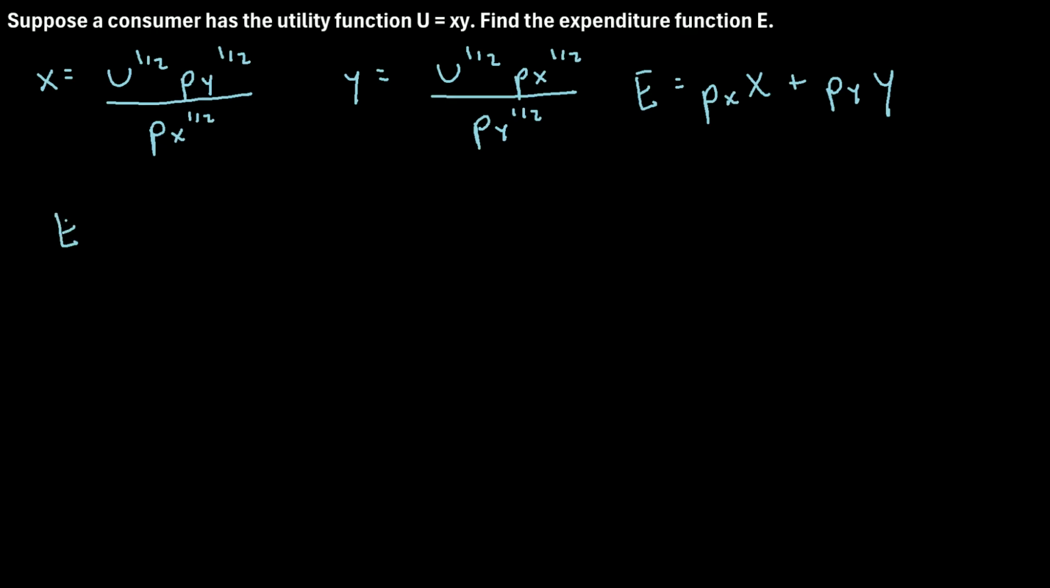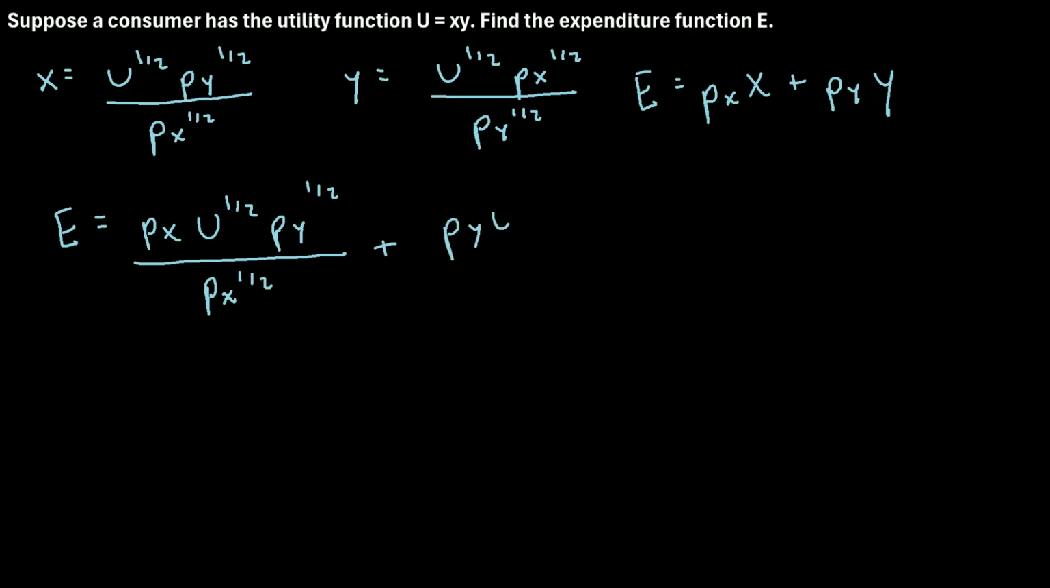We'll have e, our expenditure function, is equal to p of x times x. So we're plugging this in for x. So we're going to end up with u to the 1/2 times the price of y to the 1/2 divided by the price of x to the 1/2. Plus, when we plug in a y right here, we'll have the price of y times u to the 1/2 times the price of x to the 1/2 divided by the price of y to the 1/2.